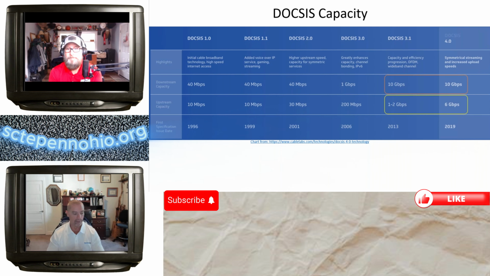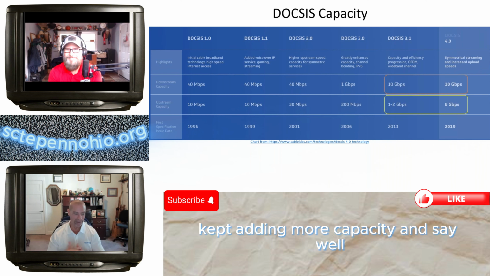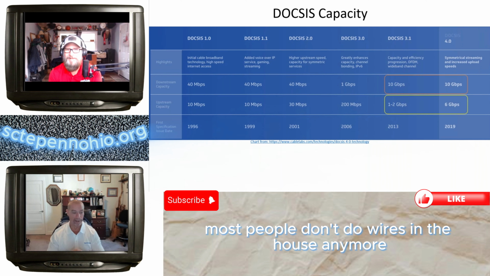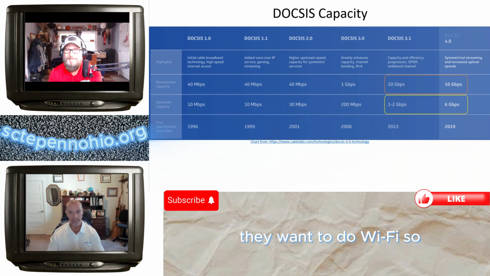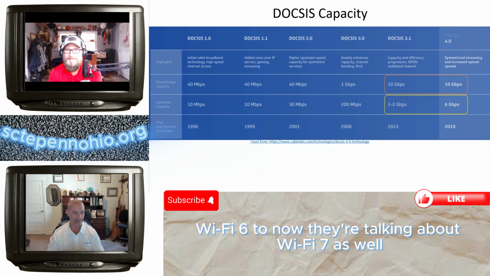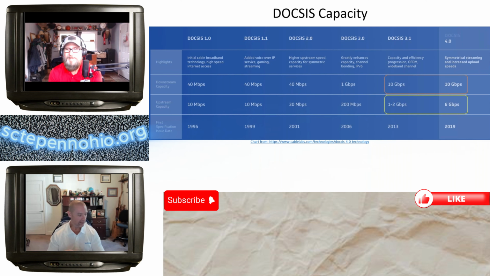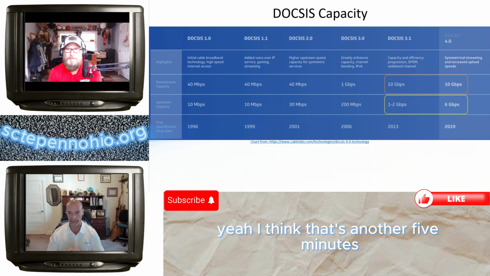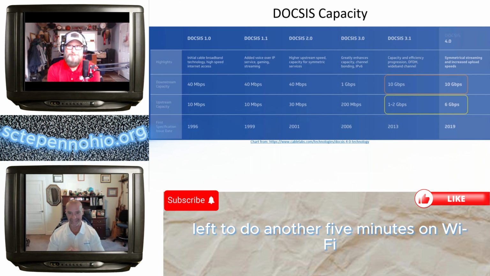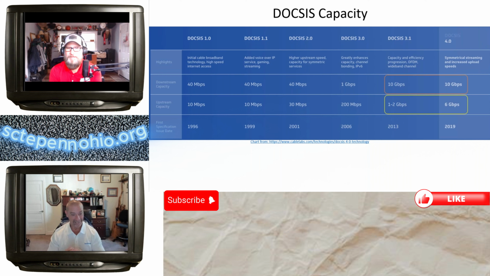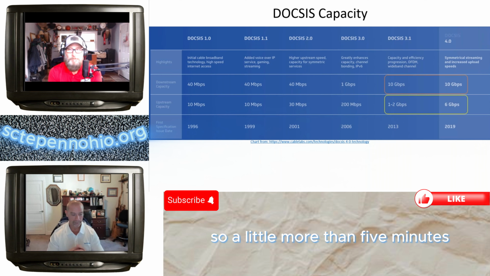Agreed. And then it turned out the Wi-Fi had to catch up. Yeah. We kept adding more capacity. And it's like, well, most people don't do wires in the house anymore. They want to do Wi-Fi. So we went from Wi-Fi 6 to now they're talking about Wi-Fi 7 as well. I think that's another 5 minutes. We'll have to do another 5 minutes on Wi-Fi. But yeah, so a little more than 5 minutes.